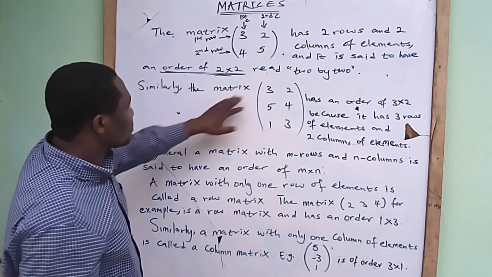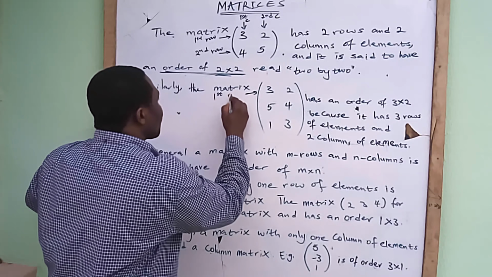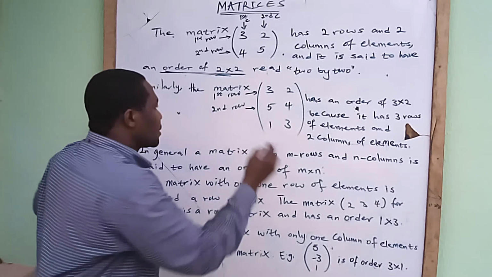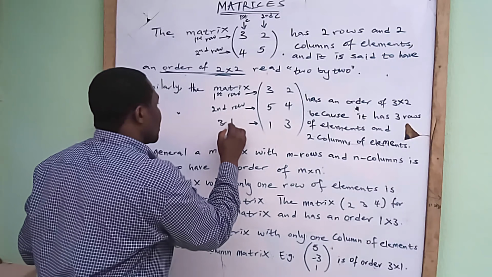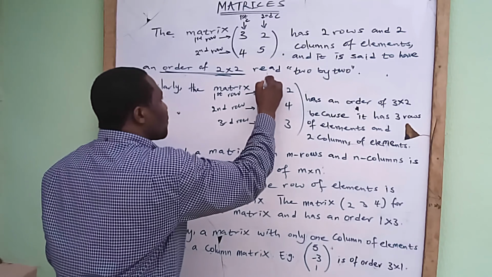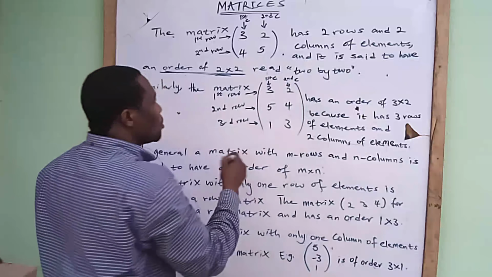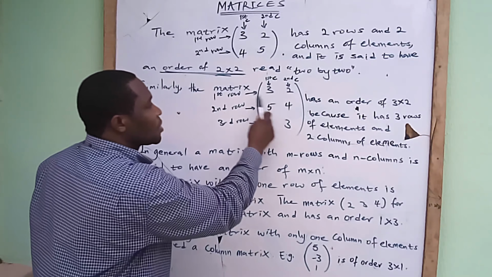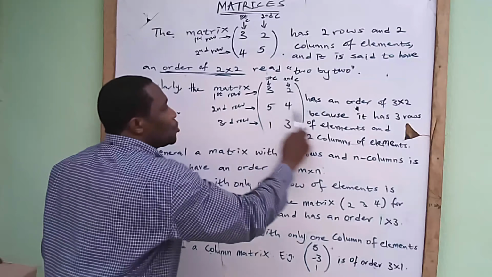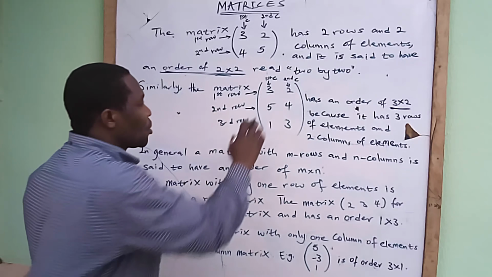Let's look at another one. This 3, 2 is our first row. This one is our second row. Then this is our third row. So there are 3 rows here. This is our first column. This is our second column. The order of this matrix is 3 rows and 2 columns. That's a 3 by 2 matrix. The order of this matrix is 3 by 2.